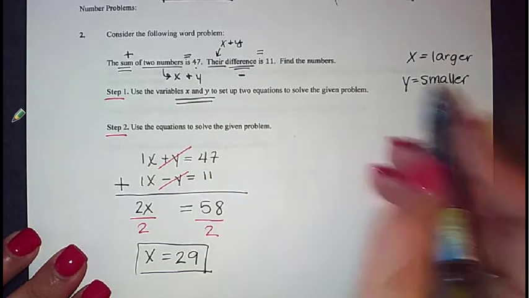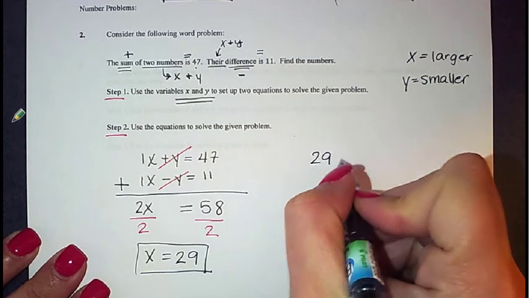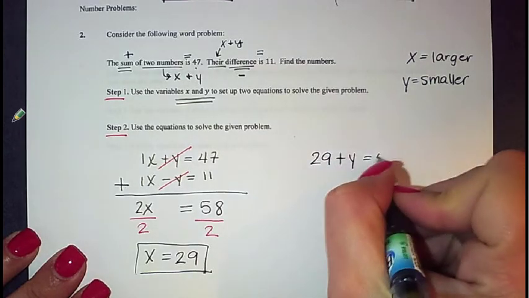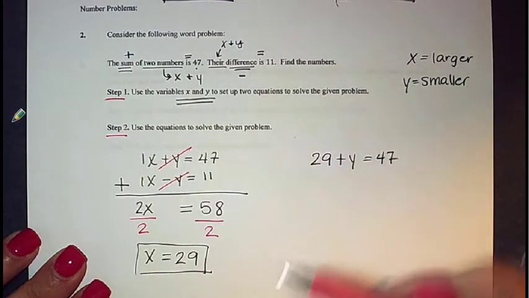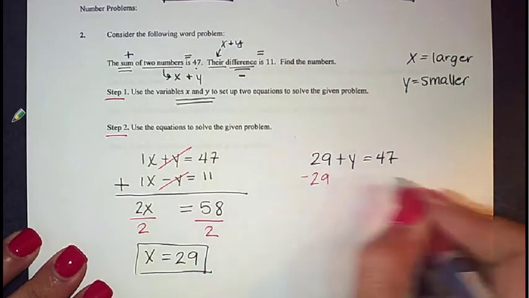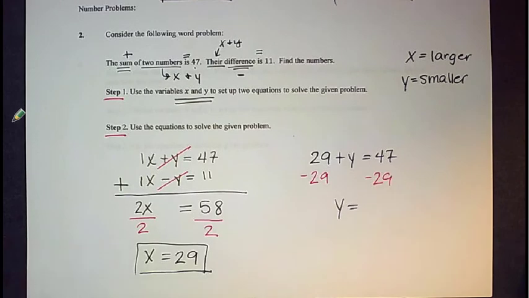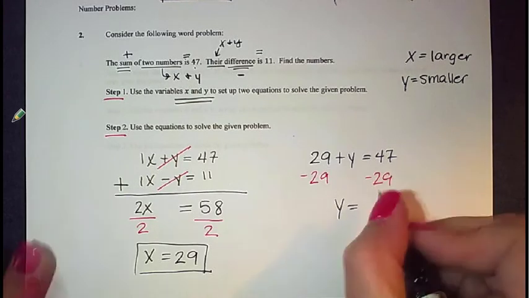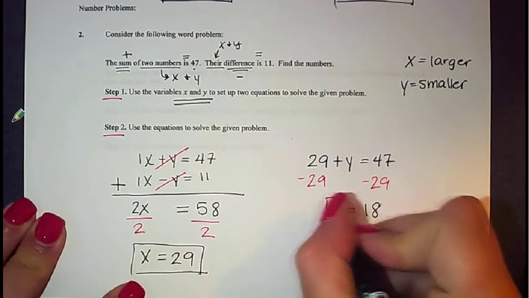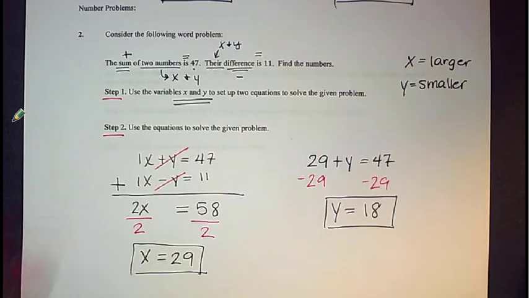So I'm going to just go for the first one here and say 29 plus y is equal to 47. So we're going to subtract 29 from both sides. And y is equal to 18.